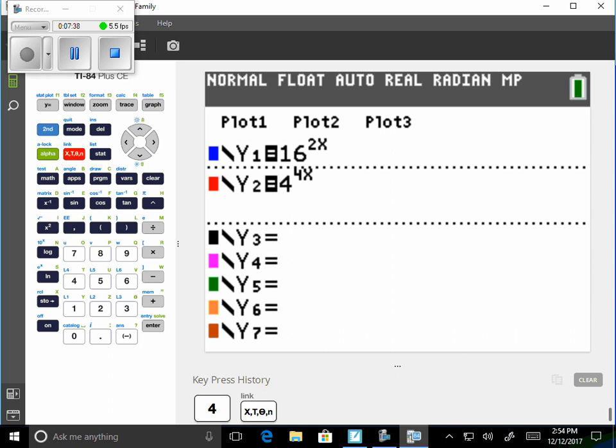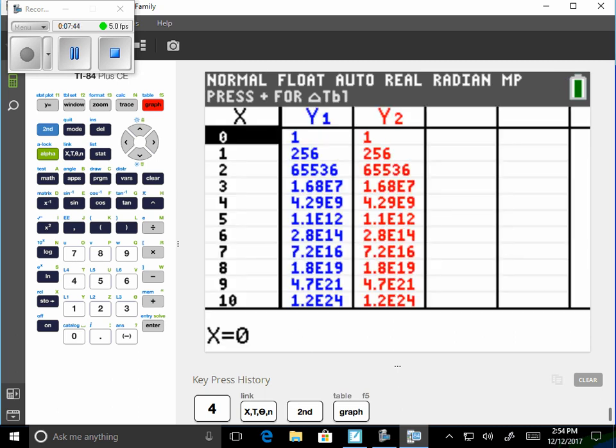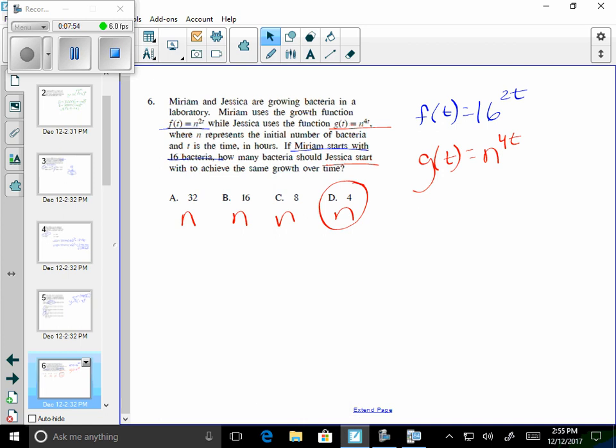Now, if we look at our tables here, we want them to have the same growth over time. So therefore, we want them to have the same exact table. And as you can see, all the values on the table match. Therefore, they would have the same growth over time. And that's how we get choice D.